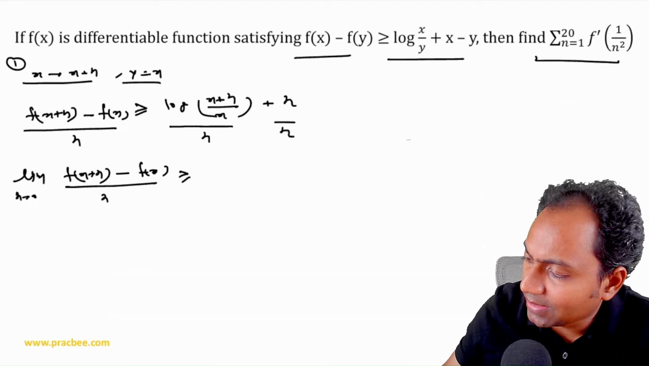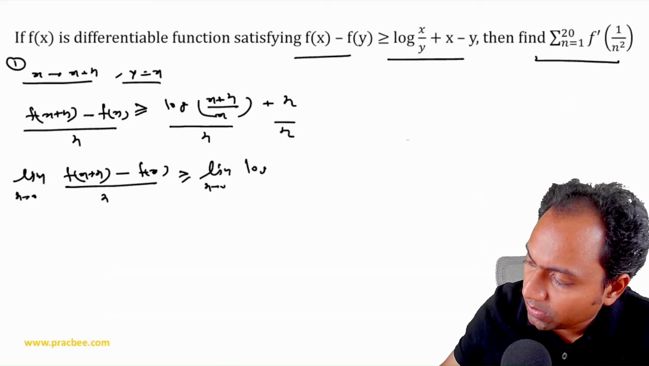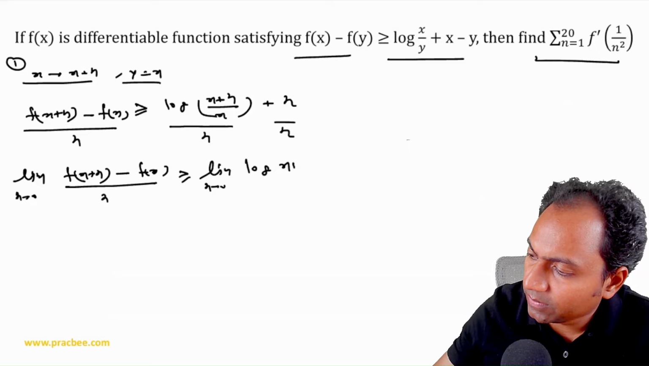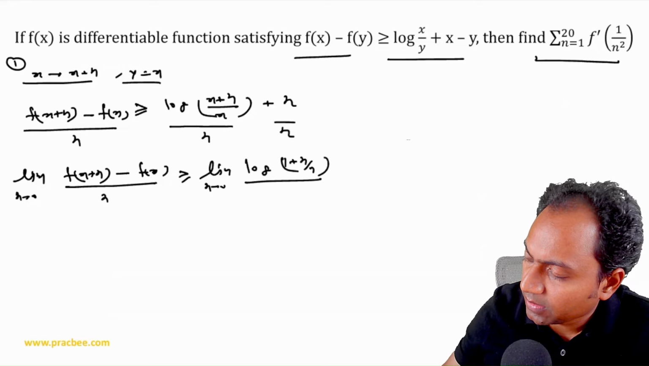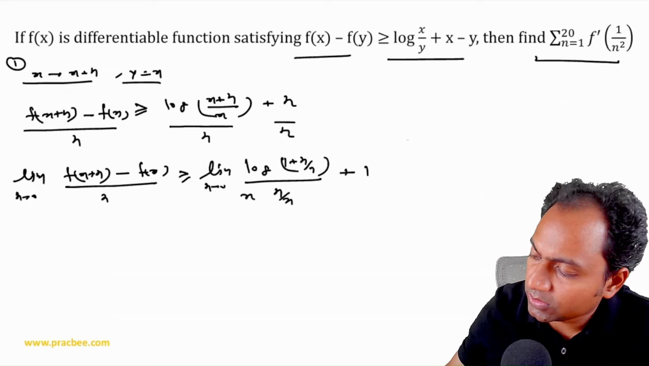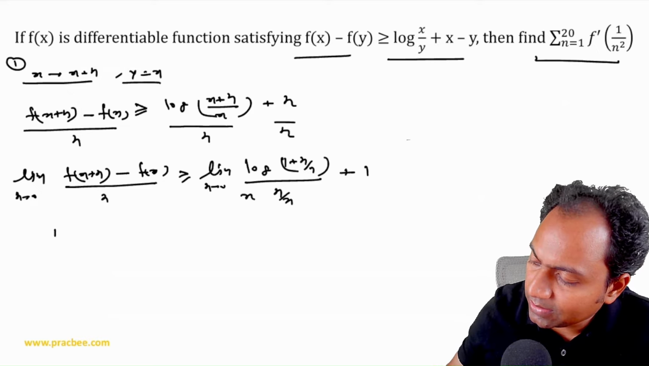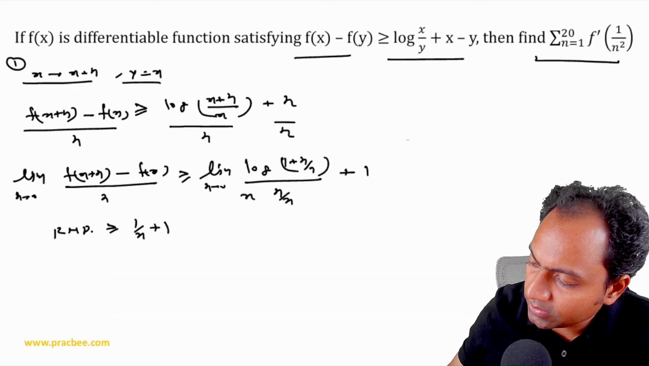And we can see that this will come out to be limit h tends to 0 of log of 1 plus h by x, divided by h by x into x plus 1. You can see that the right hand derivative is greater than or equal to, if I solve this limit, 1 by x plus 1.